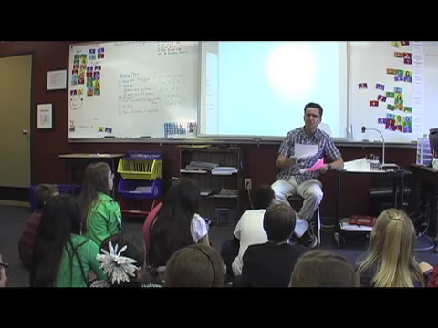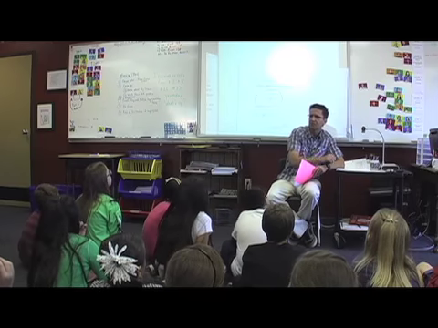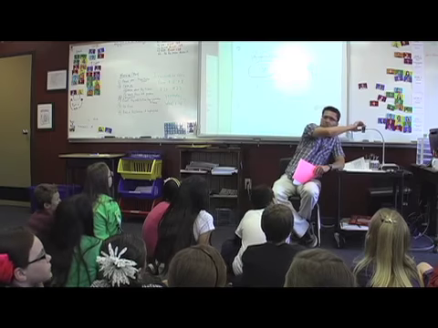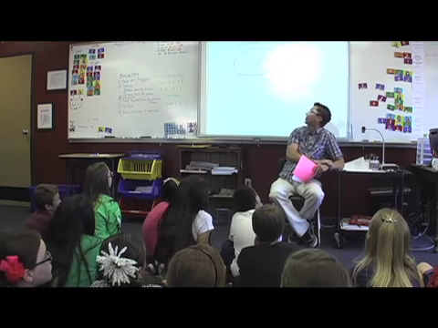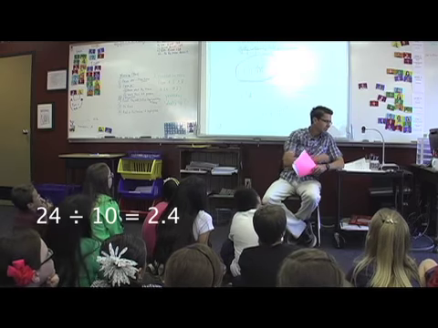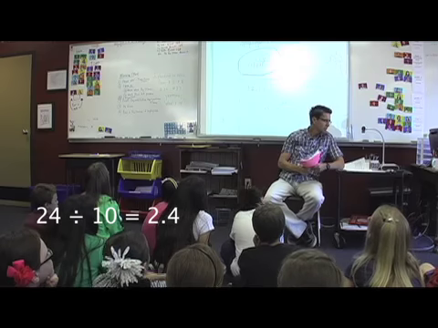So we're going to start with one that's kind of the remainder idea. And nobody turned in a paper to me that showed me that they understood that you could have 2 remainder 4 and 2.4 is the same thing. Take a look at this circled blue one here. It says 24.0 divided by 10.